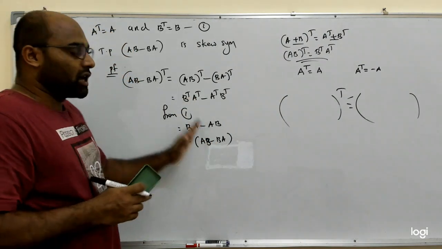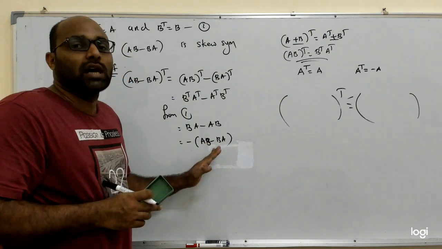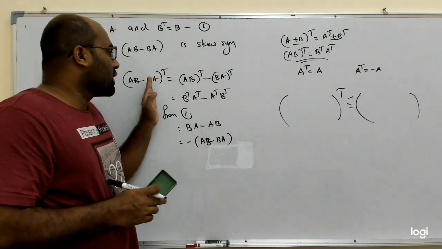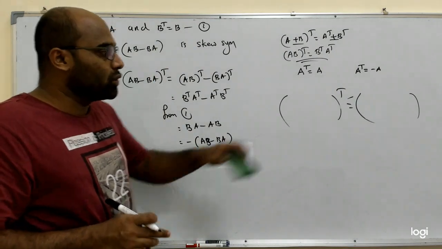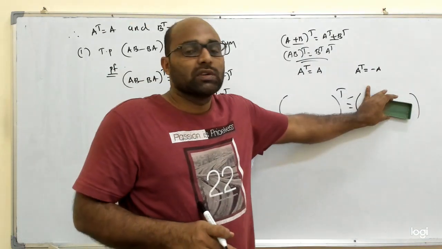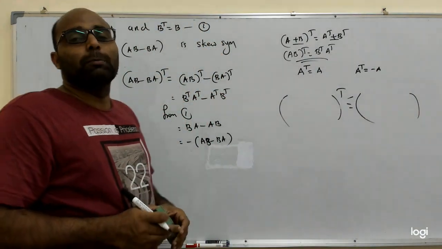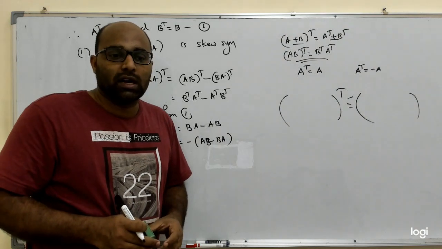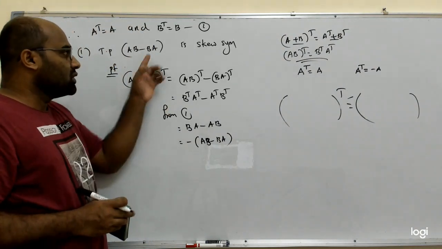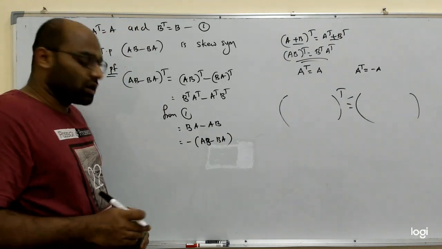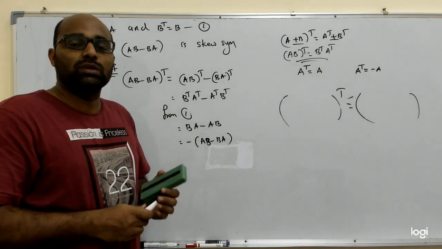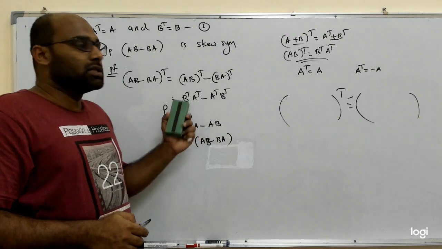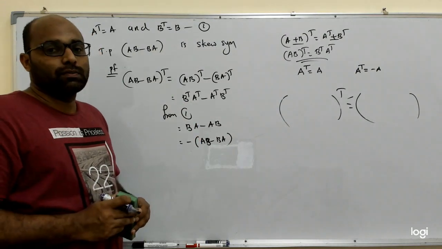This transpose I got negative of this thing. That means what? Therefore AB minus BA is what? Skew symmetric. That only I told you. A matrix whose transpose is negative of that matrix, we people are calling what? Skew symmetric. That only I got in this case. Therefore AB minus BA is a skew symmetric matrix. Please pause the video and copy this one.